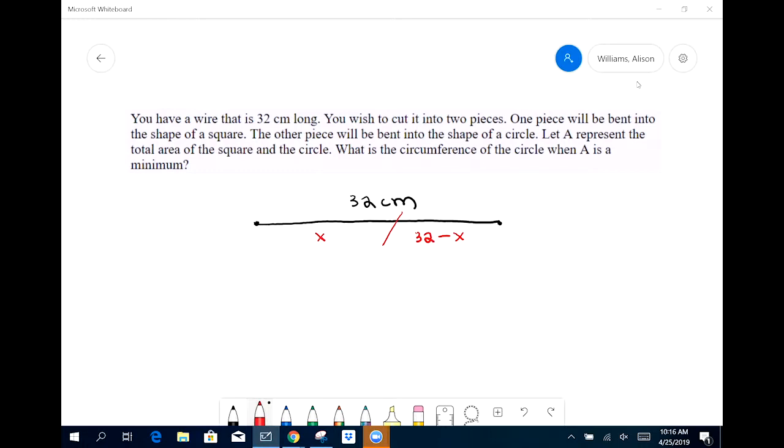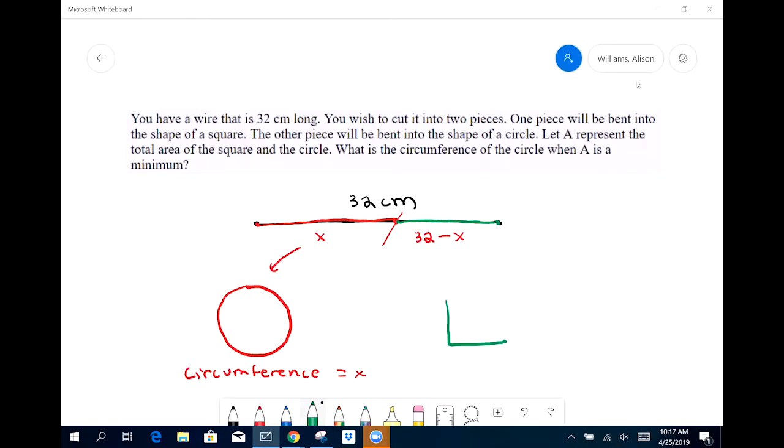Okay, we're going to fold these two pieces into two different shapes. One shape is a square and the other is a circle. I'm going to focus on the circle really quick because they're asking about the circle. So if I took this piece of wire here and bent it into a circle, this is what I'd have. Since this length is X, I've formed the circumference of the circle, and the circumference of the circle is X. Now with the other piece, I'm going to fold it into a square. Make a little square out of it.